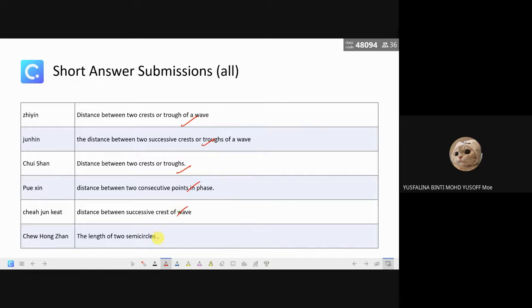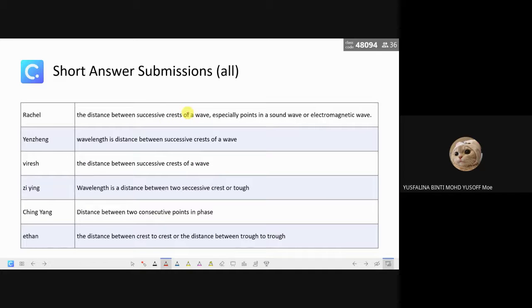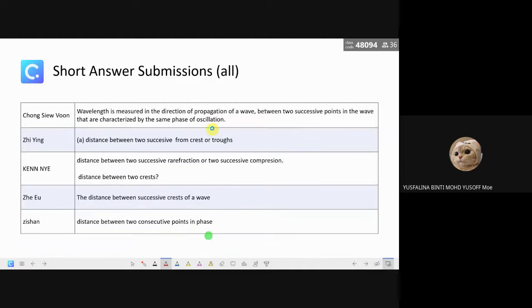The length of two semicircles. This one cannot. Okay. Distance between especially points in the sound wave. Distance between successive consecutive direction. Wavelength is measured in the direction between two successive points in the wave. Oh, okay. Distance between two crests, okay, can be accepted. Or this one, refraction. This one is for the sound wave, right? Okay, successive crest to consecutive.